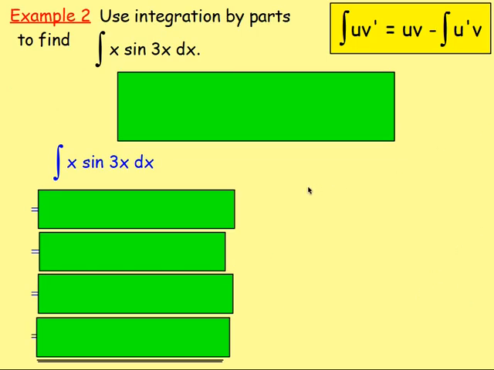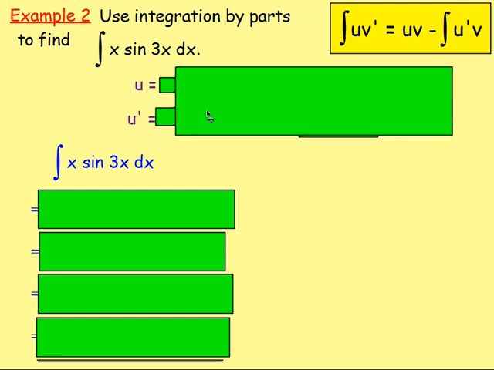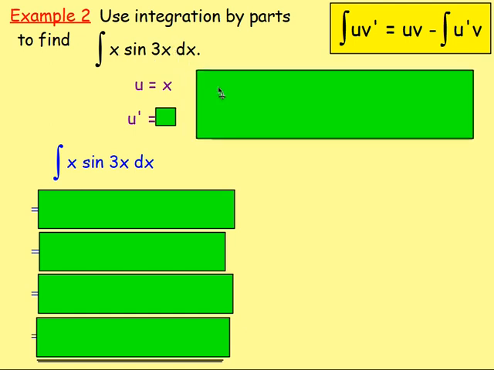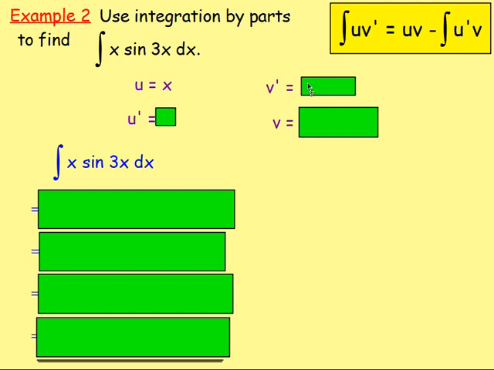Example 2, use integration by parts to find the integral of x sine 3x dx. So with this one then, Amar, help us out. What would you differentiate? X. Perfect, you would differentiate x, so let u equal x. And you also want to find the part of the function that's easy to integrate. If you've taken the x and you're differentiating that, well, you're left with the sine 3x. So to integrate it, you would start with v dash. So v dash would equal sine 3x, and you're integrating that.